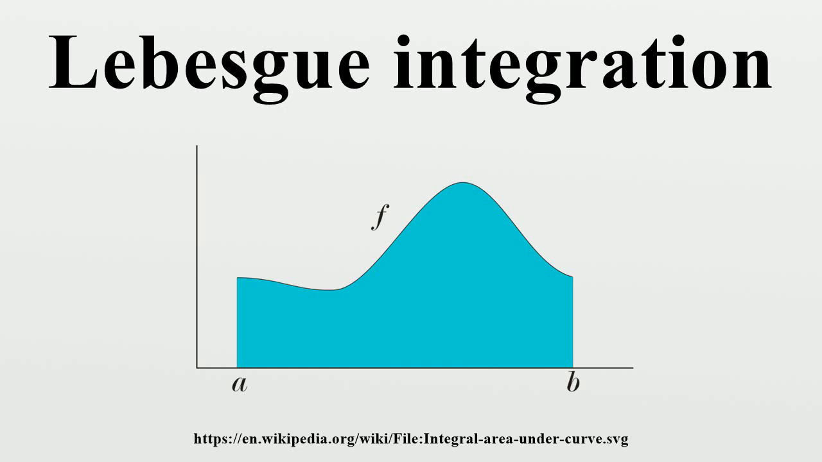Fatou's lemma. If f_k, k in N, is a sequence of non-negative measurable functions, then the integral of the limit inferior is at most the limit inferior of the integrals. Again, the value of any of the integrals may be infinite. Dominated convergence theorem. Suppose f_k, k in N, is a sequence of complex measurable functions with pointwise limit f, and there is a Lebesgue integrable function g such that the absolute value of f_k is at most g for all k, then f is Lebesgue integrable. And proof techniques.